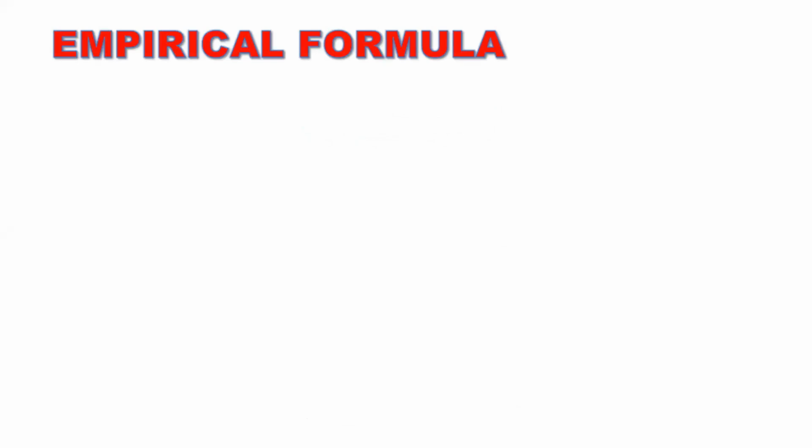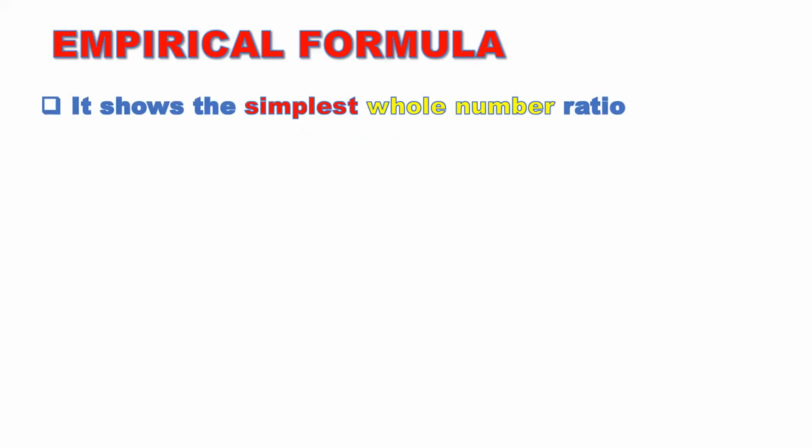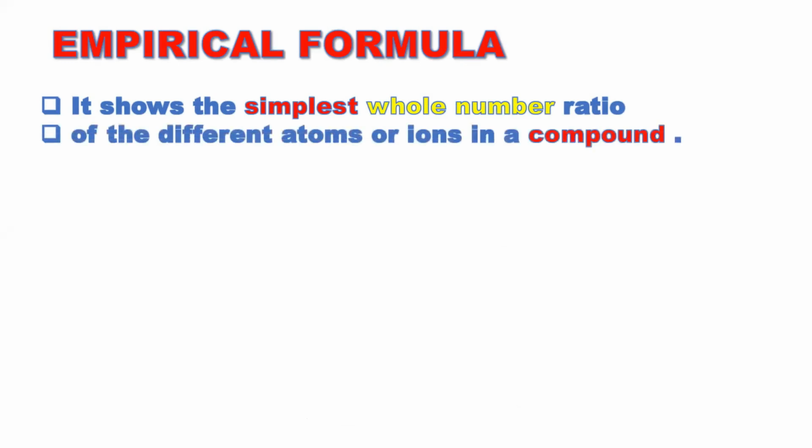What is meant by the empirical formula? Here is a definition. It shows the simplest whole number ratio of different atoms or ions in a compound. Okay? Simplest whole number, no decimal, no fraction. Okay, ratio between different atoms or ions in a compound.